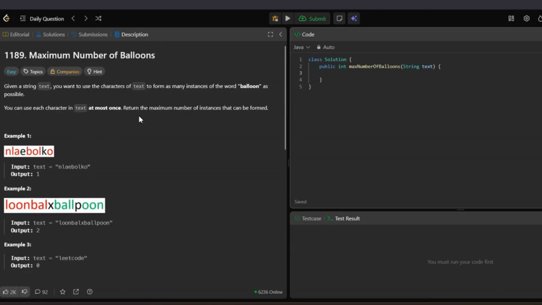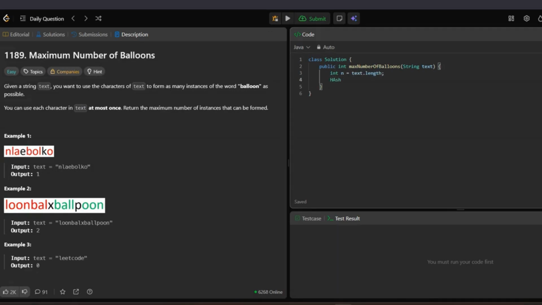So this problem can be solved using two to three approaches. First, we can solve it using hash maps. Then we can solve it using a character frequency array. Here I'll solve using both approaches. First we will solve it using hash maps. So first we will declare one variable int n, which will store the length of text.